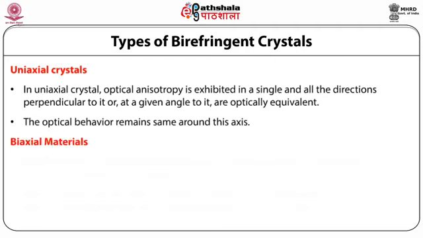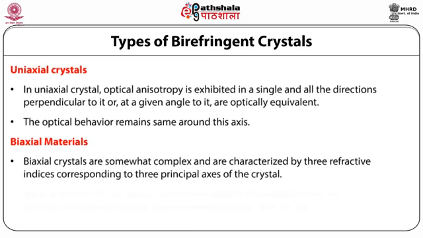The second type is biaxial materials. The biaxial crystals are somewhat complex and are characterized by three refractive indices corresponding to three principal axes of the crystal. For most ray directions, both polarizations would be classified as extraordinary rays but with different effective refractive indices. Being extraordinary waves, the direction of power flow is not identical to the direction of the wave vector in either case. The two refractive indices can be determined using the index ellipsoid for given directions of the polarization.